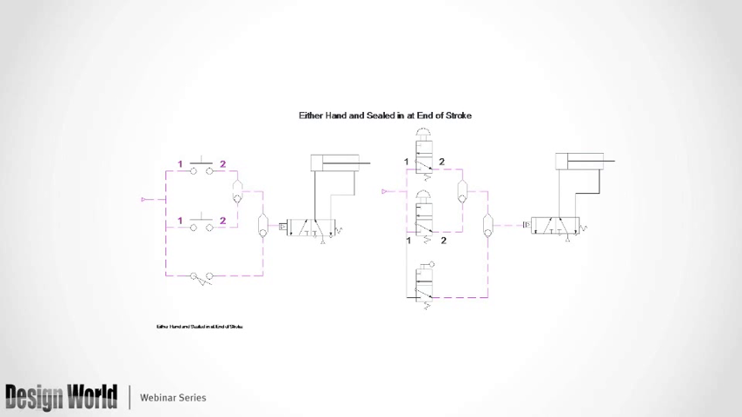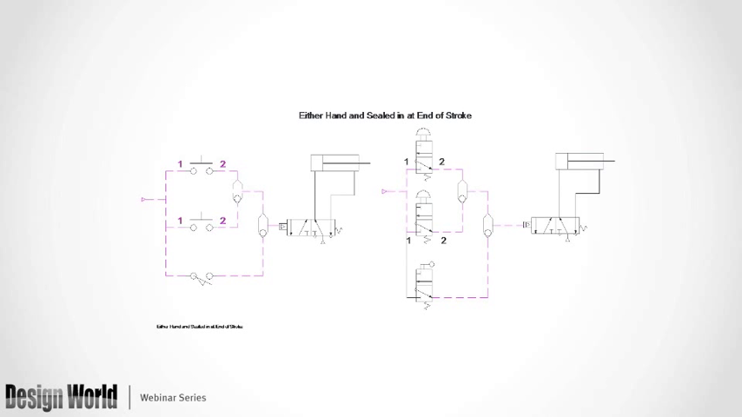Here, I'm showing an example where we're going to seal it in at the end. Now, I want to emphasize, one of those circuits is a whole lot safer than the previous circuit. The previous circuit, where you can push down one hand and at any time put down the other hand, is not an OSHA-approved safety circuit, but it could be used for things that we're not that concerned about, where we just want to keep the operator on their toes.